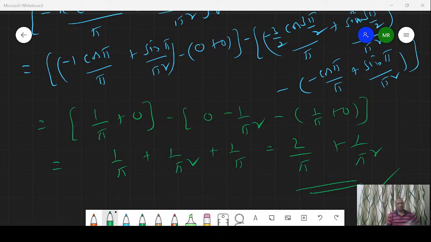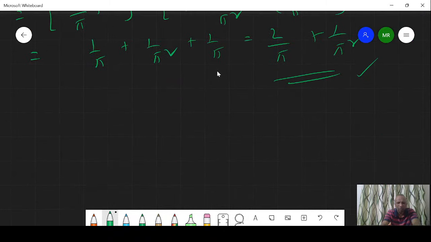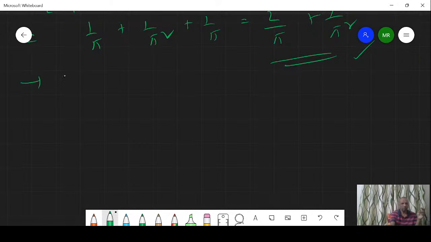9. Next, I will do the next one: the integral from 0 to π/4 of log of (1 + tan x) dx. So this is the problem.